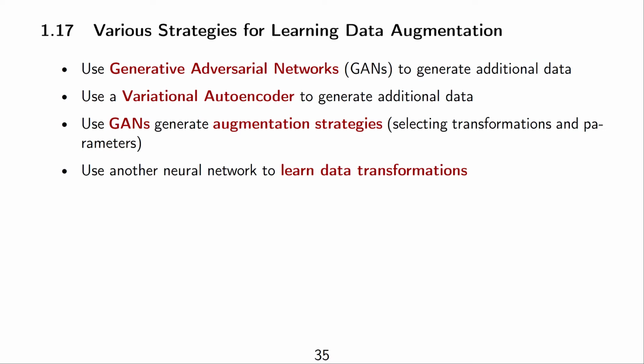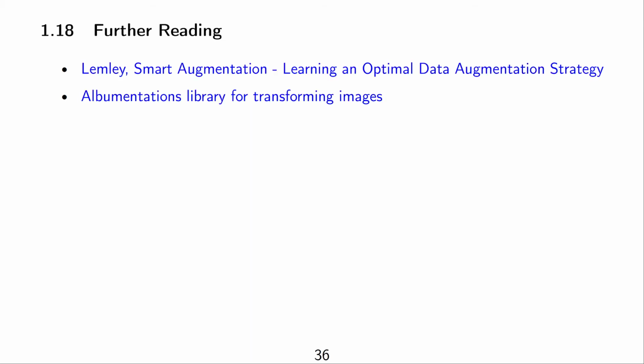Without citing any particular paper, these strategies have been tried, but they don't seem to be very common in use, but maybe it's a research direction that could be interesting. We haven't studied GANs or variational autoencoders yet, but we will do so later in this course. Again, my recommendation is to look at the Augmentations library for transforming images.